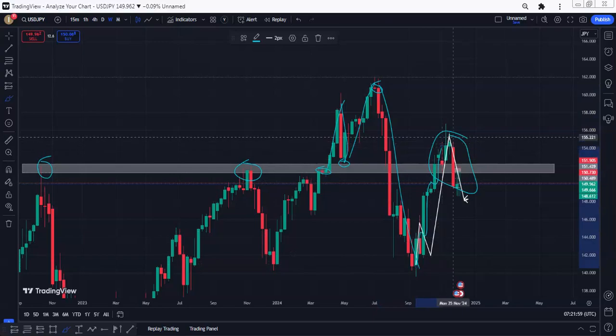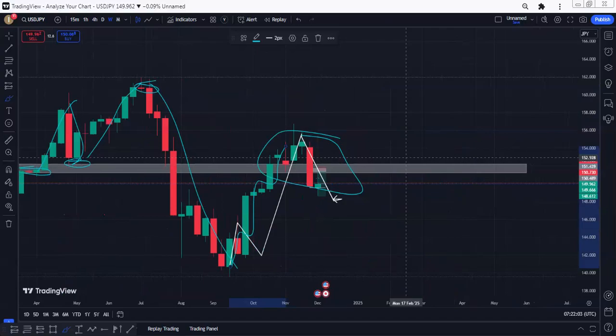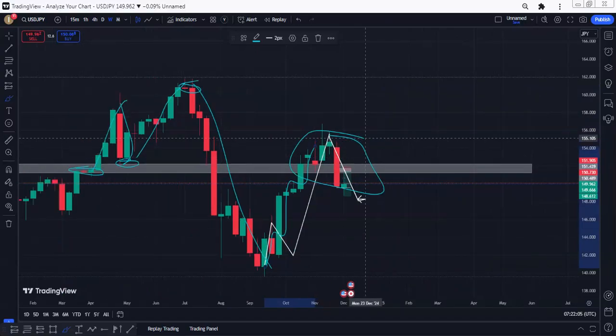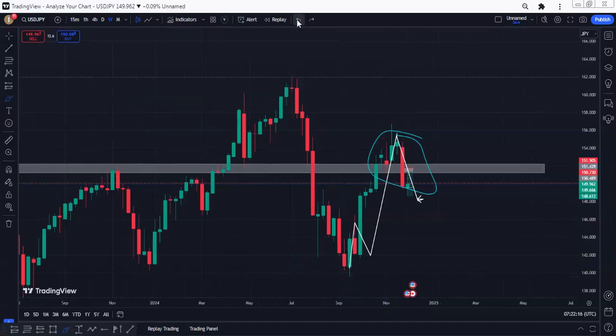So now we have a very interesting price action, an evening star, which is a very good signal telling us these sellers have come back to the market. They are back and they want to push the price down.